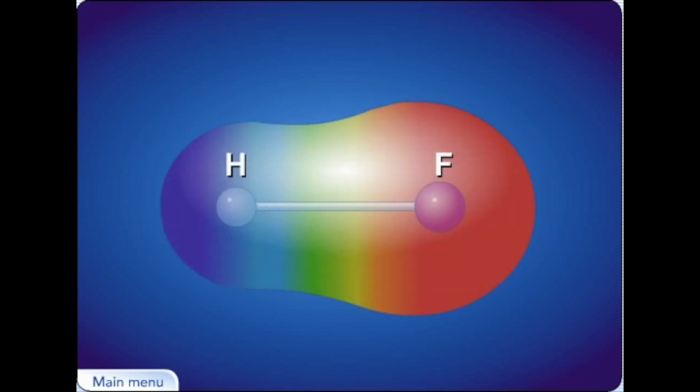In this bond, fluorine has a greater attraction for the electrons in the bond, a greater electronegativity. Because the electrons spend more time near the fluorine atom, the electron density shifts towards fluorine. The most electron-rich region is red, the most electron-poor region is blue. The result is a greater electron density near fluorine, a partial negative charge, and a correspondingly lower electron density near hydrogen, a partial positive charge. This type of bond, where bonding electrons are unequally shared, is called a polar covalent bond. A polar covalent bond can be thought of as an intermediate between a nonpolar covalent bond and an ionic bond.